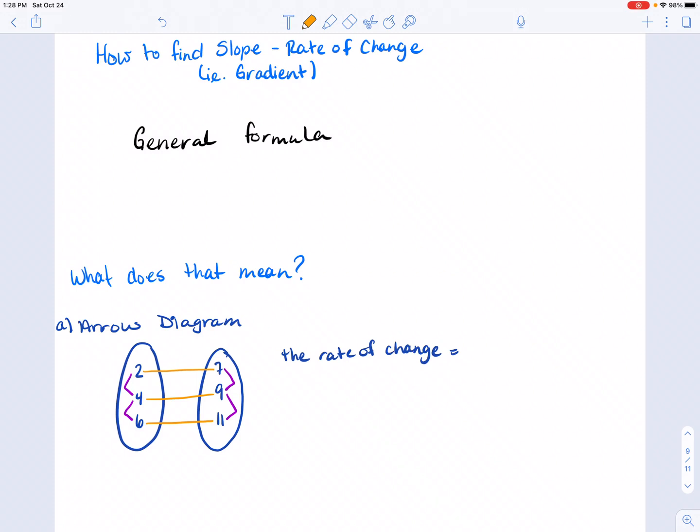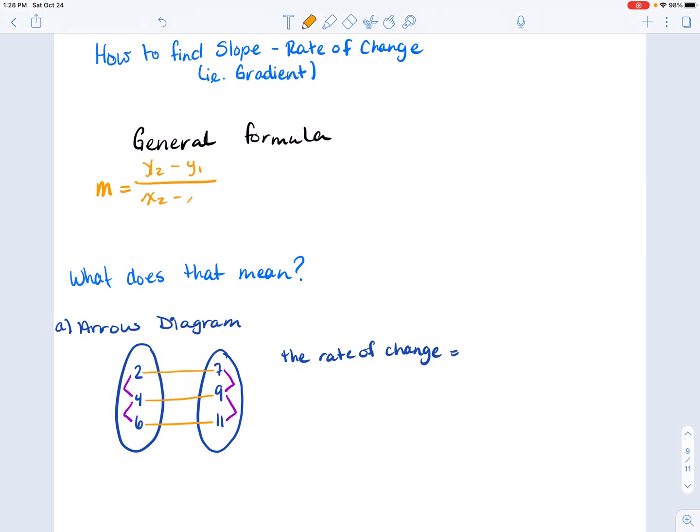Welcome to the tutorial on how to find slope, or the rate of change, also known as gradient. The general formula is slope, which we denote by m, is equal to y2 minus y1 divided by x2 minus x1. So what does that mean?